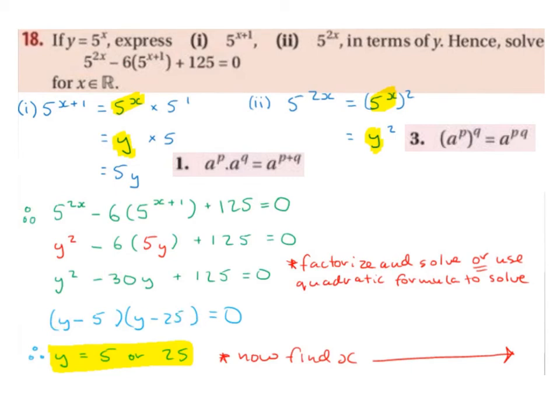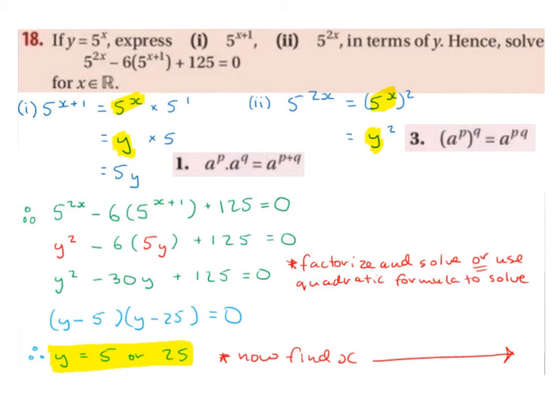And I can multiply this out just to check, am I right? y by y is y squared, y by minus 25 is minus 25y, minus 5 by y is minus 5y, put them together to get minus 30y, and minus 5 by minus 25 gives me 125. So I've multiplied out my brackets and I've gotten back to my quadratic.